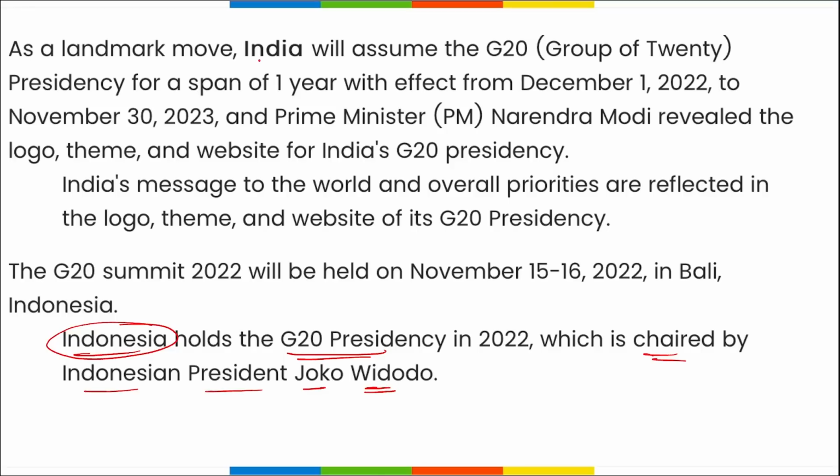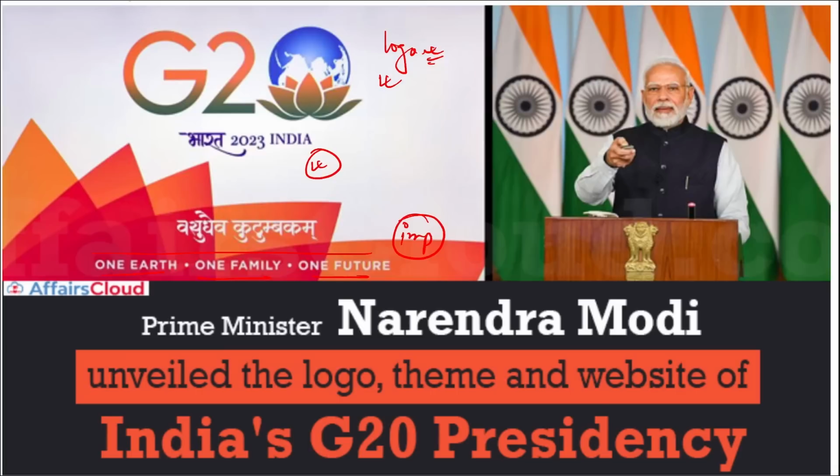All right, so coming back, remember, India will assume the G20 presidency for a span of 1 year, and it will be effective from 1st of December 2022 to 30th of November 2023. Highly important. All right, and we saw the logo here. This was the logo that was unveiled, and you can see here the theme that was launched by Prime Minister Narendra Modi, that is One Earth, One Family, and One Future.